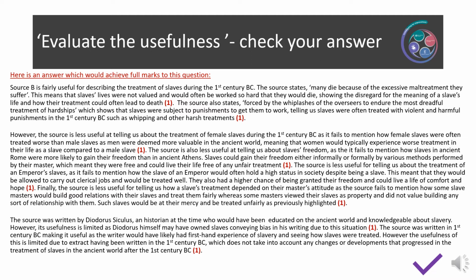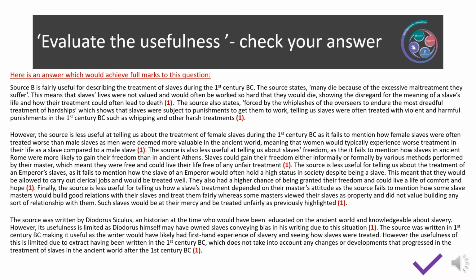The source is less useful for telling us about the treatment of an emperor's slaves, as it fails to mention how the slave of an emperor would often hold a high status in society despite being a slave. This meant that they would be allowed to carry out clerical jobs and would be treated well. They also had a higher chance of being granted freedom and could live a life of comfort and hope.